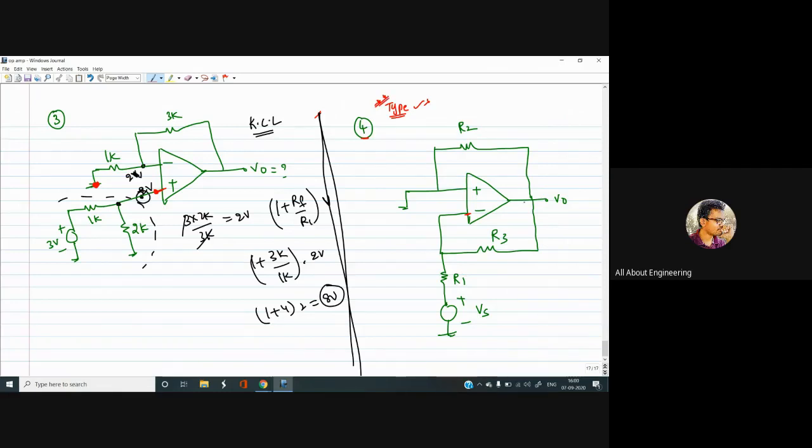Now, for checking the type of feedback, you should cut this loop. Okay, I'm erasing again, and you should open the current source or short the voltage source. Now, whatever you do here, it is connected to zero. Here you will have some voltage V0 into R1 by R1 plus R3, because this will be shorted, right? So the voltage at the negative terminal is greater than the voltage at the positive terminal, hence it is a negative feedback circuit. So that is the first conclusion you should make.